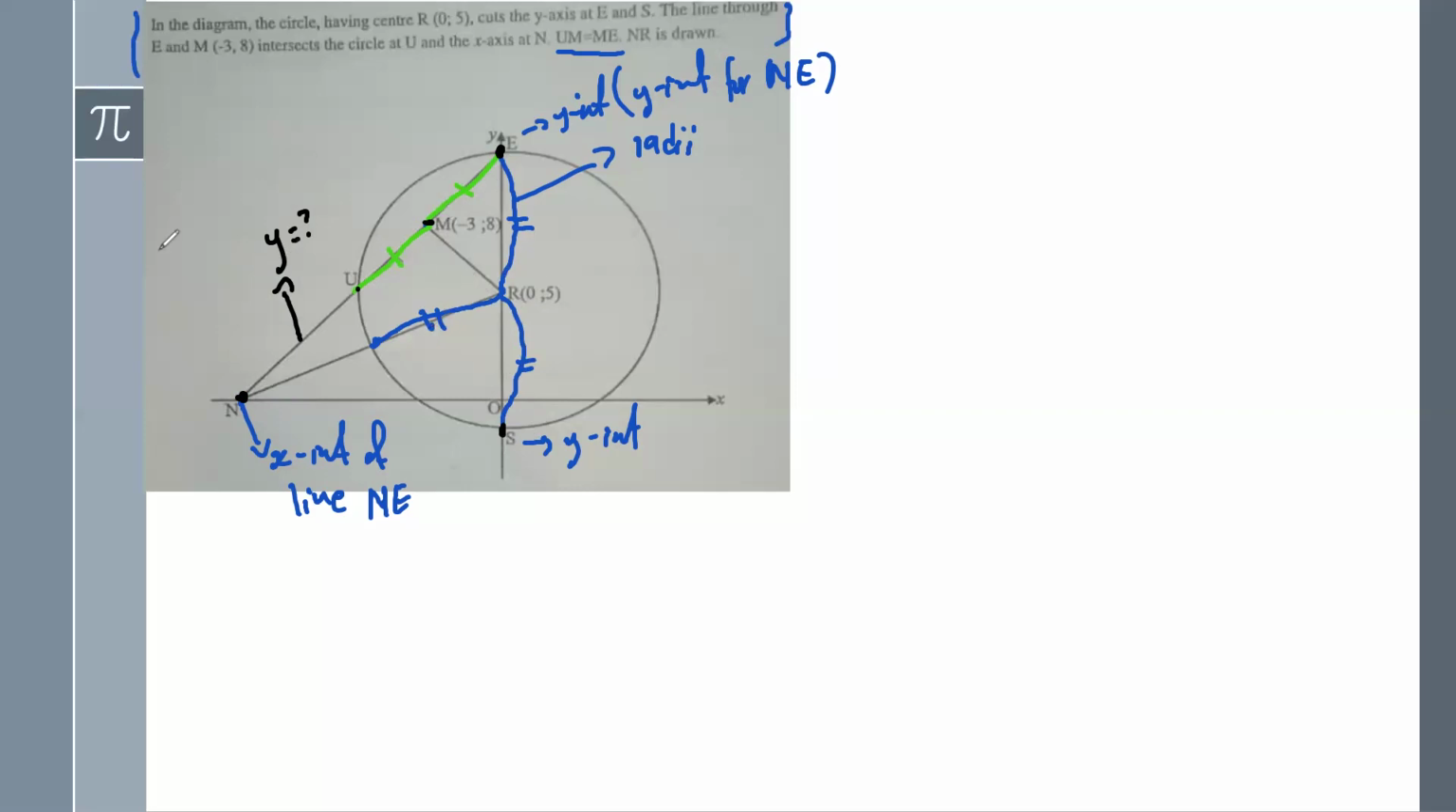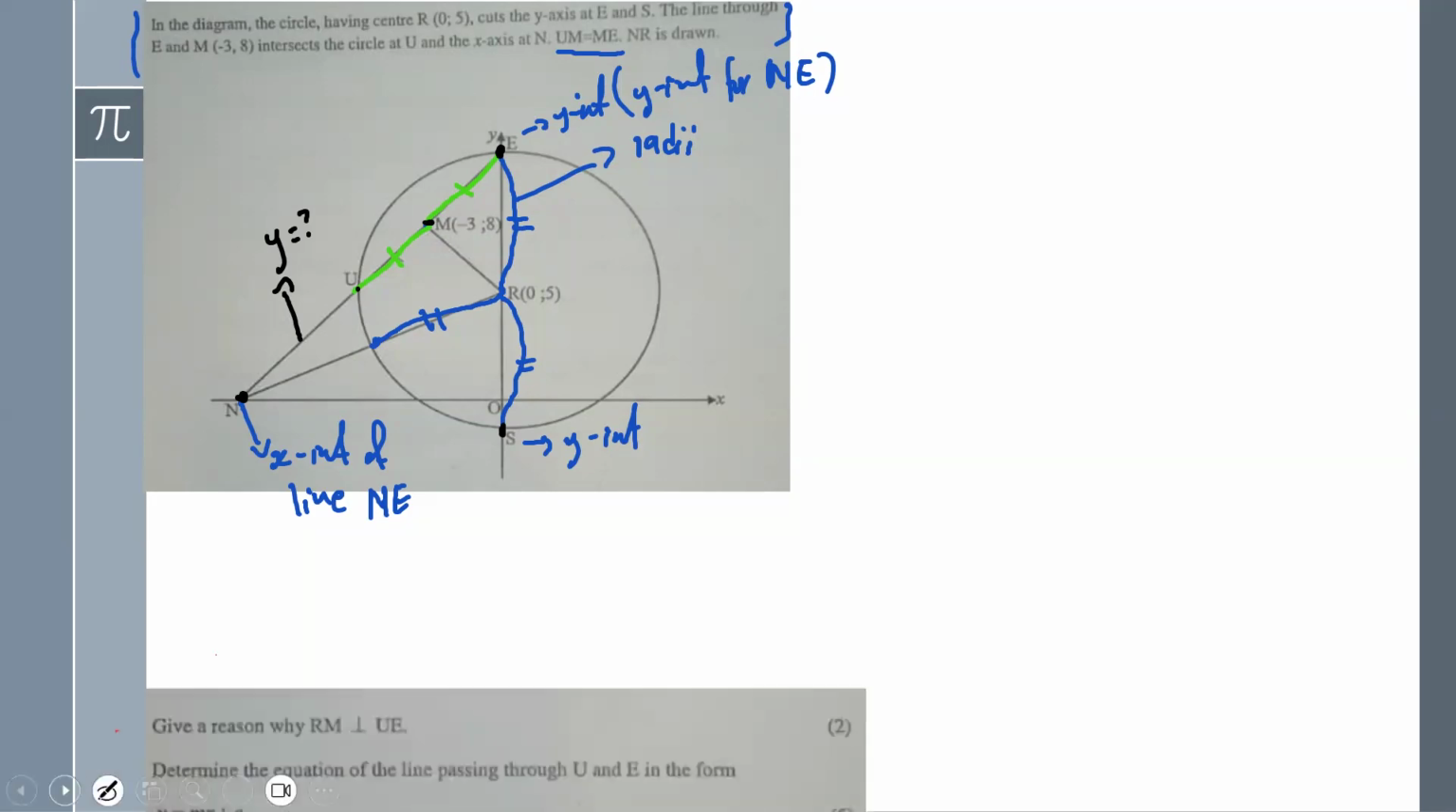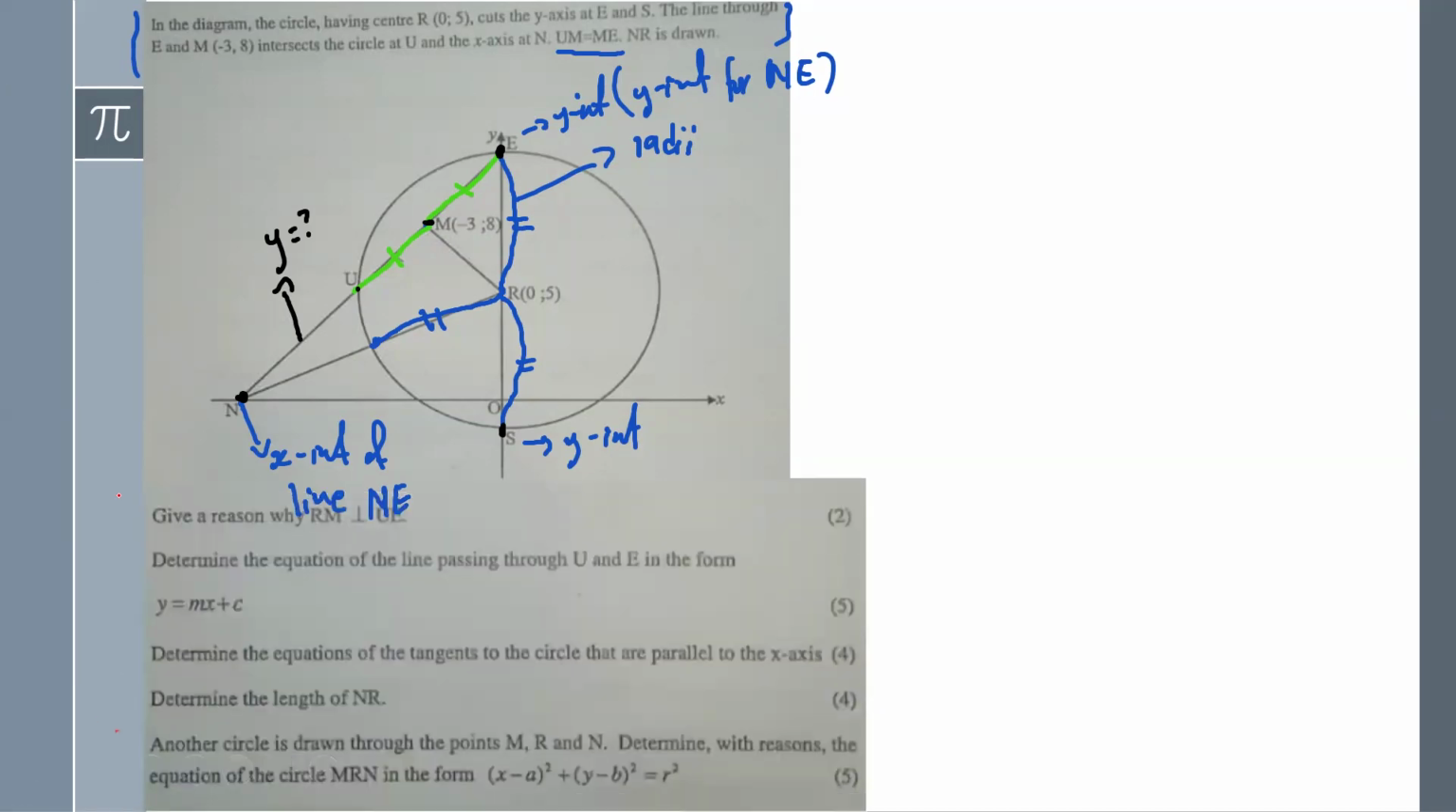Okay, let us look at the questions now. What is the first question here in line? Cool. The first question there is right at the bottom. It says, give reasons why RM is perpendicular to UE. Well, this is theorem 1. If you don't know what theorem 1 is, go watch the grade 11 playlist. You will see theorem 1 there. So the reason is very simple.